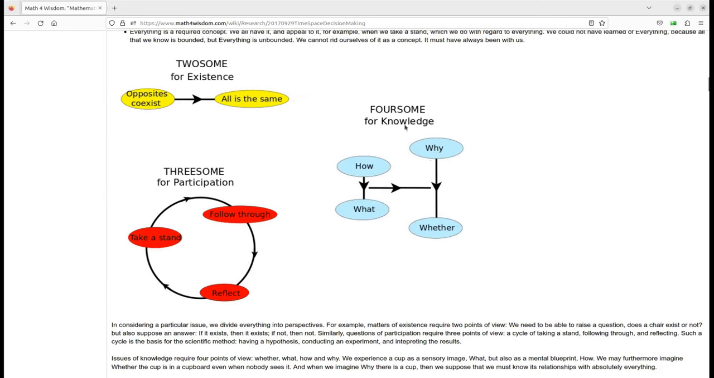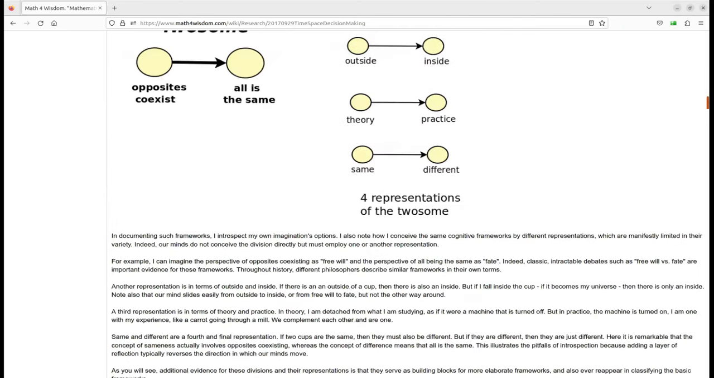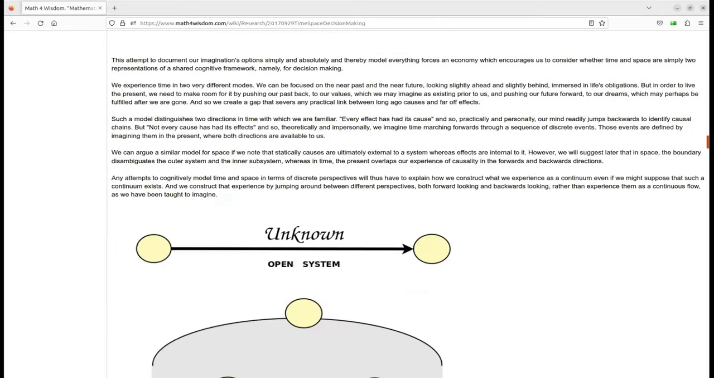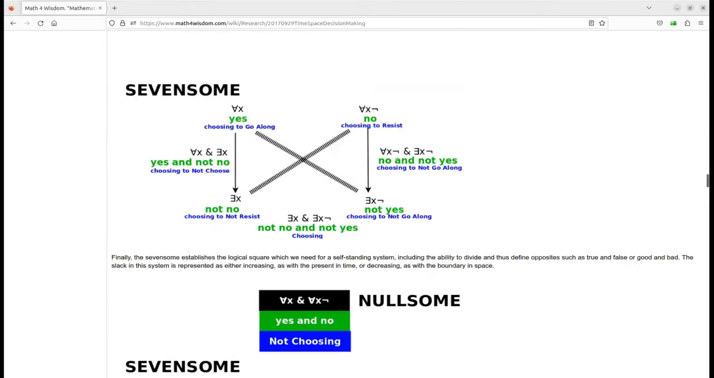This is the foursome for knowledge, saying there's four levels: whether, what, how, why. Also another way to look at the quaternions, as two sets of complexes. And then you have representations of that, conceptions of that. You have this fivefold, you have a sixfold. And then the crucial thing is that when you get a sevenfold framework for logic, you get a self-standing system.